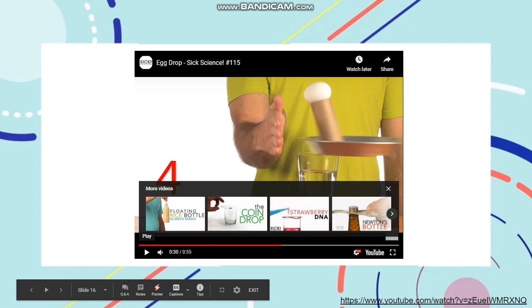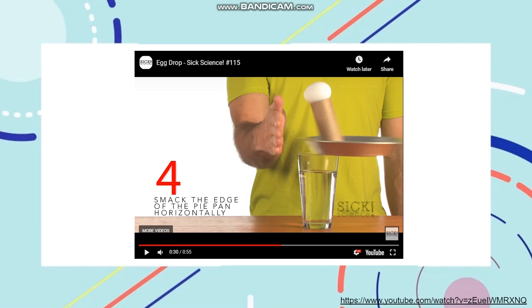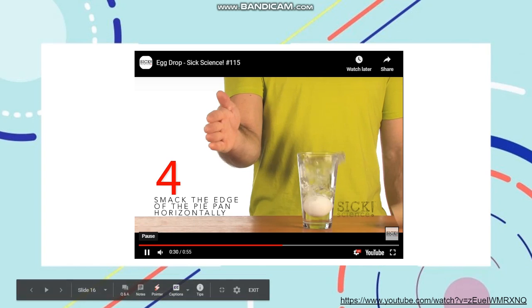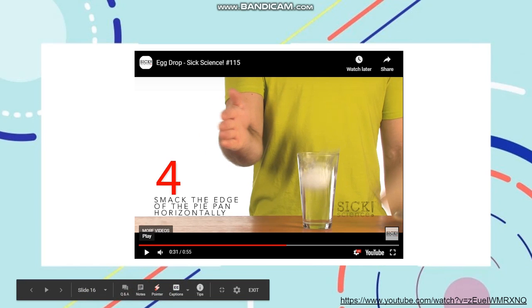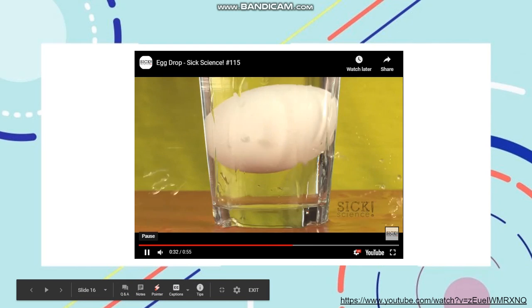Okay, what he's gonna do, he's gonna smack it from the left to right. What is gonna happen to the egg? It's gonna fall right into the glass of water. That's so cool.